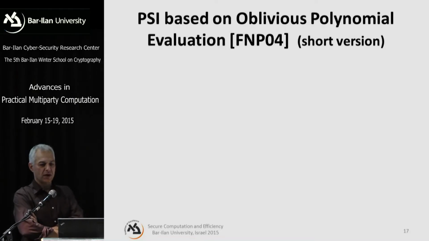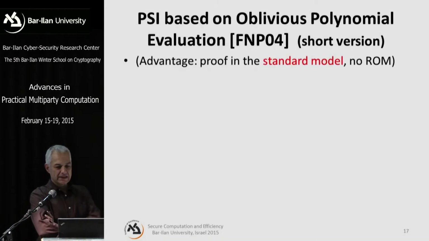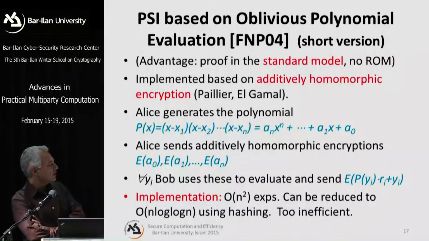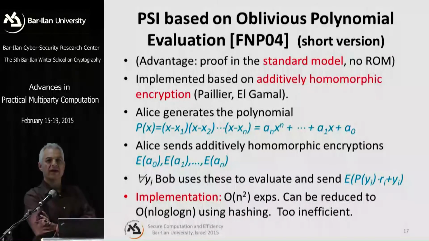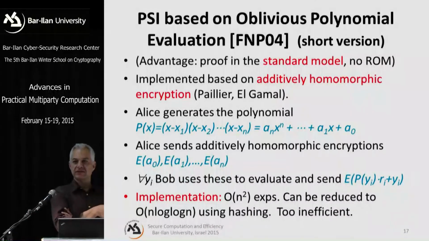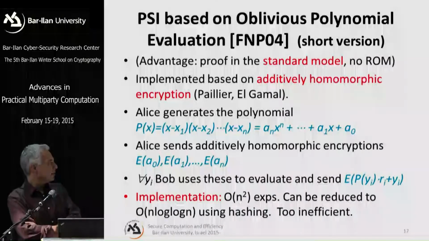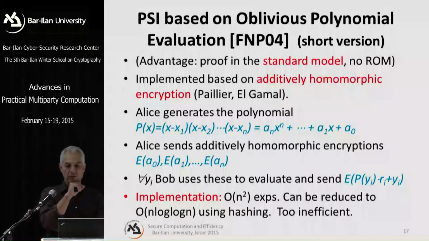If we don't want to have random oracle assumptions, there are protocols based on Oblivious Polynomial Evaluation. To make the story short, you use an additively homomorphic encryption like Paillier or El Gamal. Alice generates a polynomial whose roots are her items. So if her inputs are x1 up to xn, she generates a polynomial which is 0 if you evaluate it on x1, x2, up to xn. And you generate it by multiplying x minus x1 times x minus x2 and so on. She sends encryptions of the coefficients to Bob using the additively homomorphic encryption scheme.